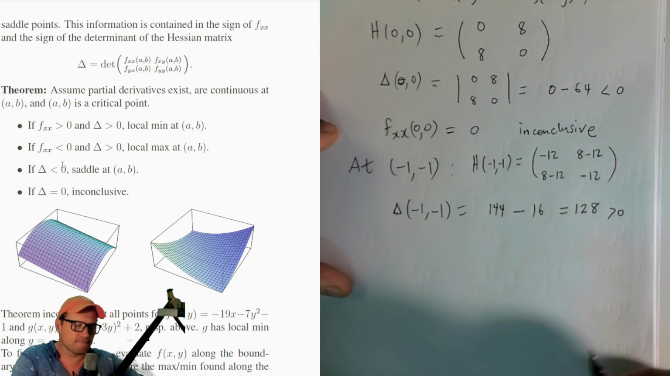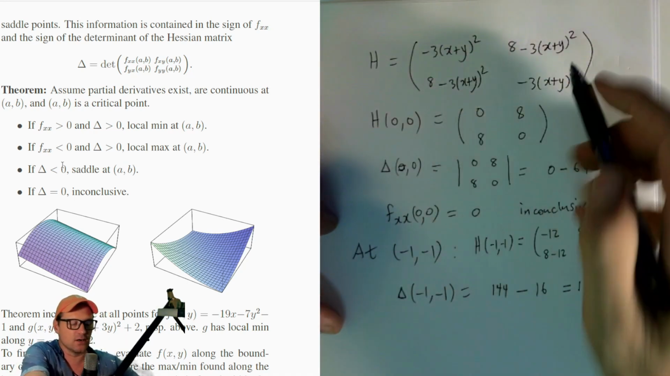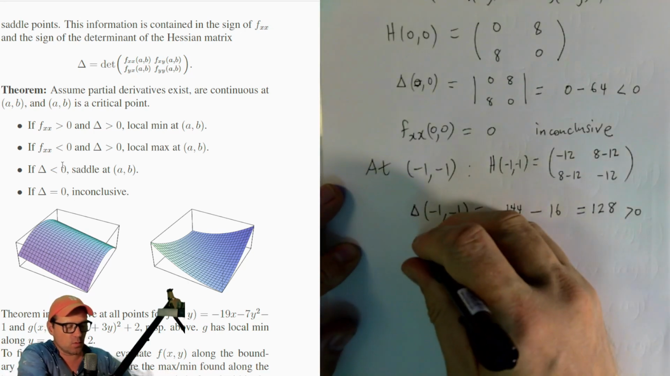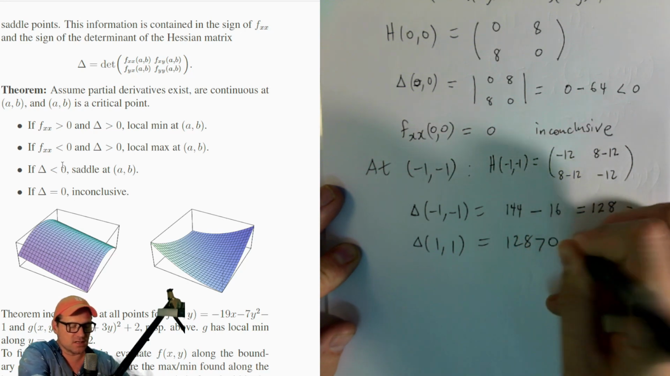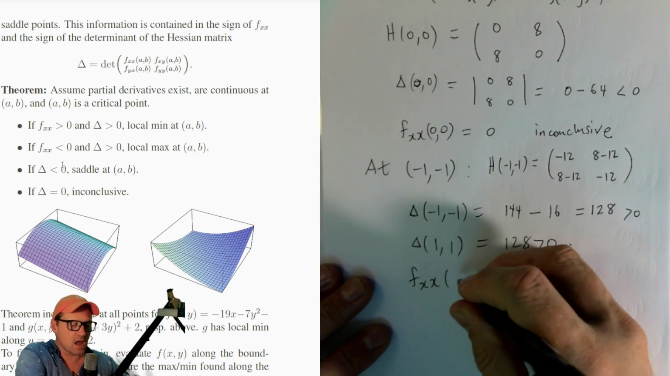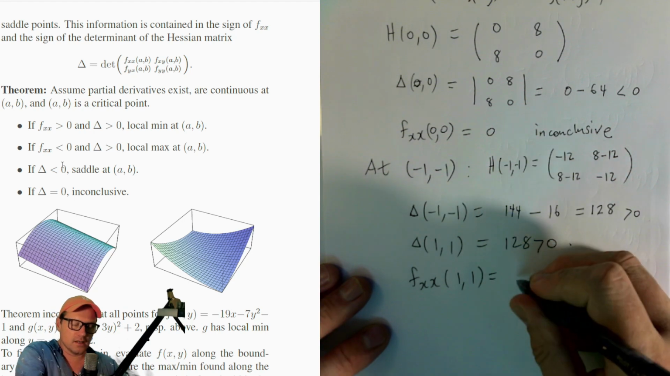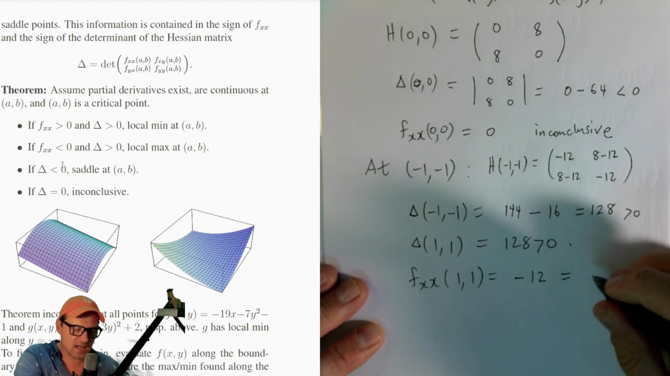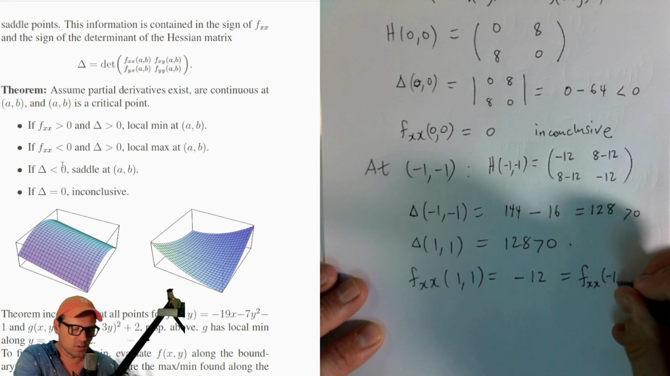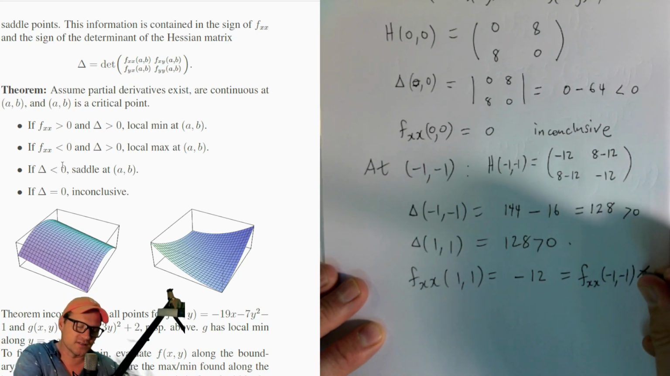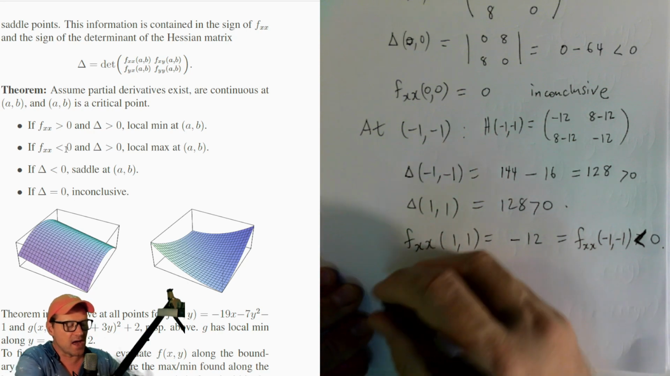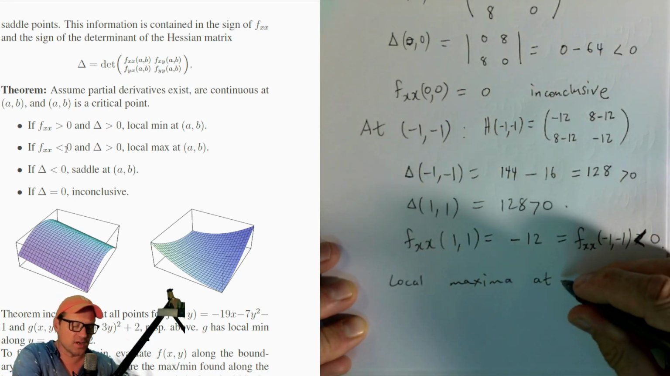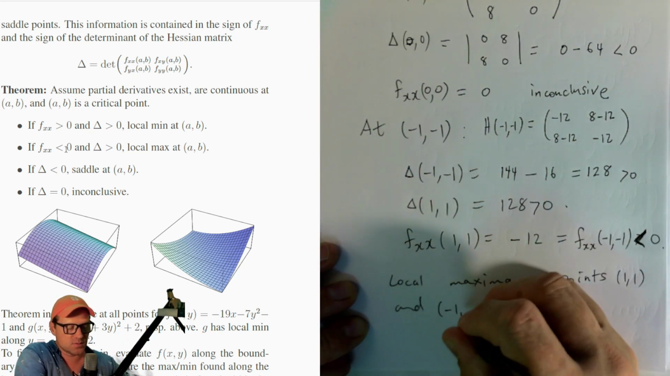Okay, similarly, because all of these are squares in here, it will be the same thing at the point (1, 1). So delta at (1, 1) is also 128, which is positive. Finally, f_xx at the point (1, 1) is -12, and that's the same as f_xx at (-1, -1). Both of these are negative. According to the theorem, f_xx is negative and delta is positive, so we have local maxima at the points (1, 1) and (-1, -1).